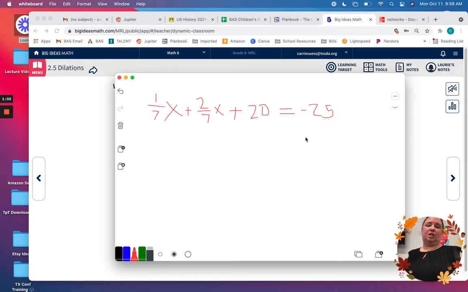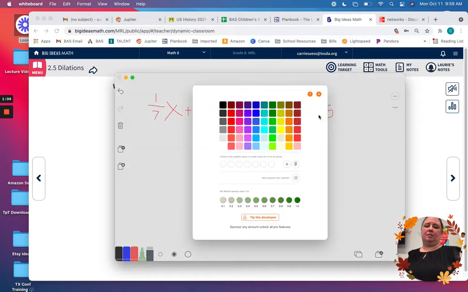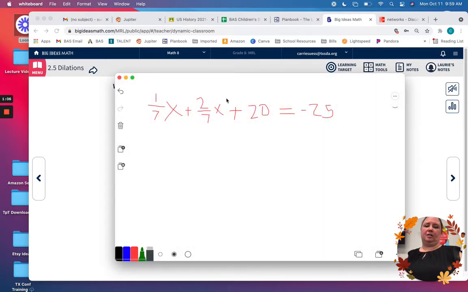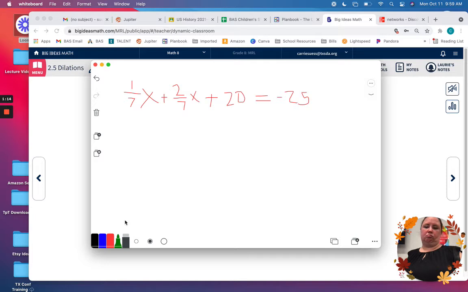All right, so combine like terms. So the like terms here are the stuff with the x. My marker's not working. Oh, that one is.